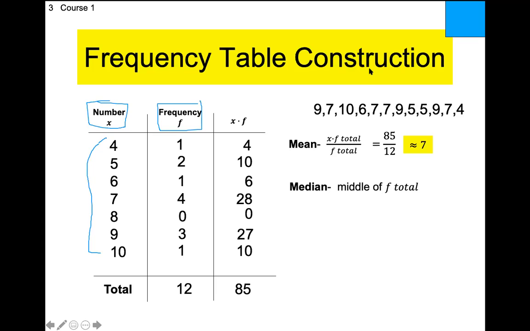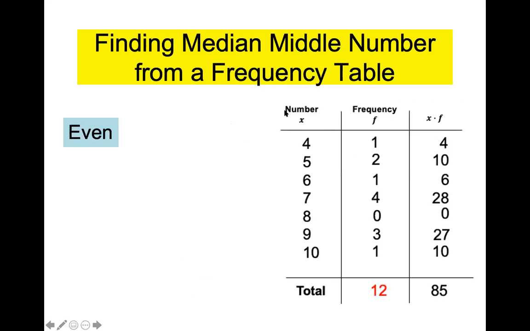Okay. Back to our median. I'm gonna go away from the slide here for a second. I want you to notice that for our table, our total is 12. I'm trying to find the median. Remember from the previous three days, when you have an even number of numbers, we don't find the middle number, we find the middle two numbers.